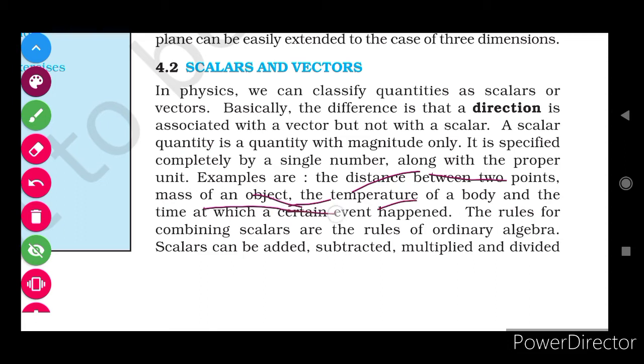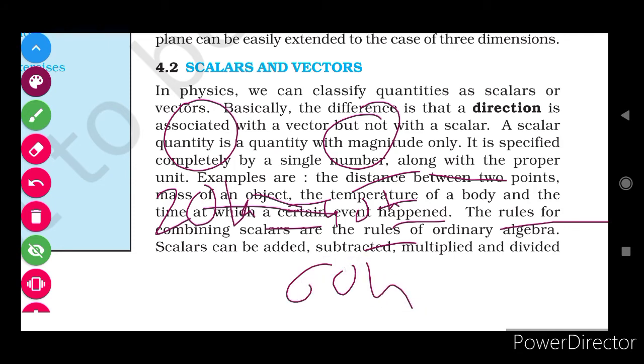And the time at which a certain event has happened. You will not say in which direction time is going. So time has no direction. The rules for combining scalars are the rules of ordinary algebra, and it is very easy to add scalars. Suppose I have a body of 20 kg and another body of 40 kg. What is the combined mass? You will just add them and say 60 kg. Simple algebra will do the math, the addition and subtraction, in this case.